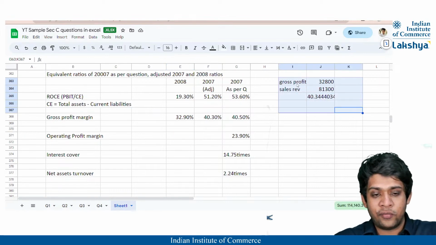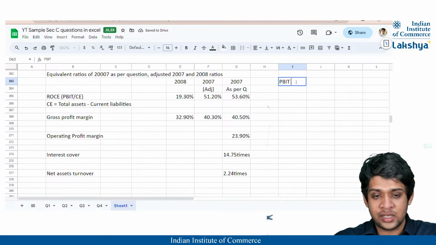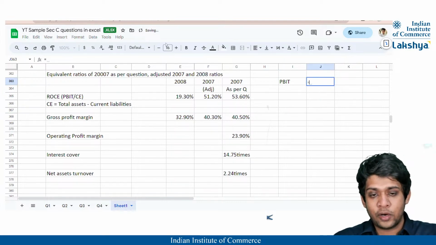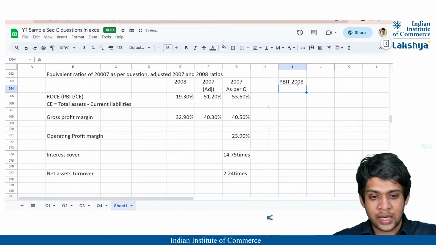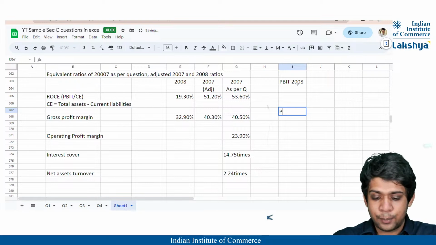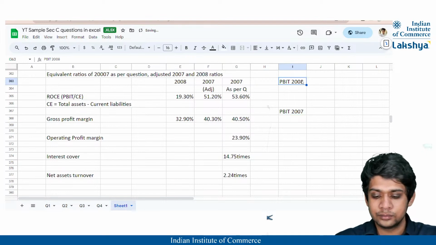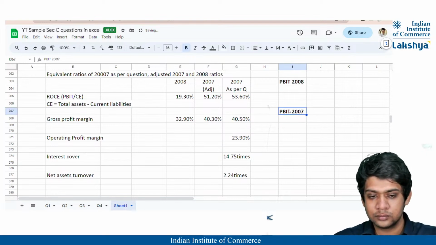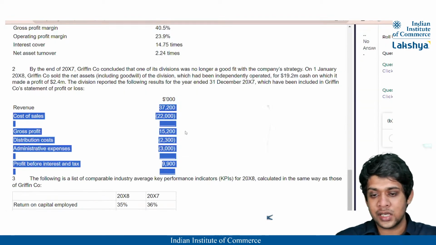So for our operating profit margin, guys, we had already calculated profit before interest and tax, correct? So profit before interest and tax for 2008, I'll just mention here 2008, and profit before interest and tax for 2007, right? The adjusted profit before interest and tax. So let us quickly calculate because it might be used in the operating profit margin, correct?